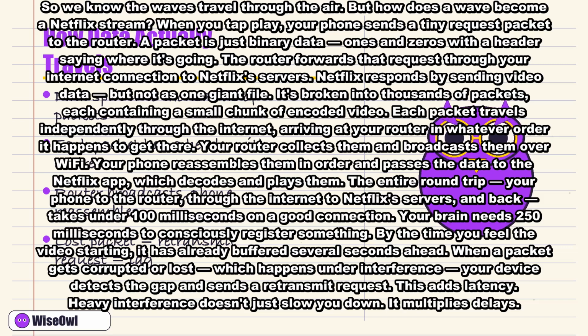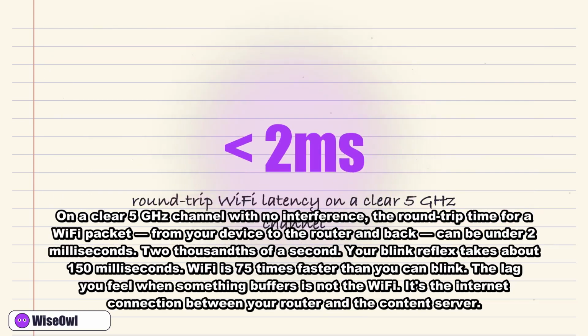When a packet gets corrupted or lost, which happens under interference, your device detects the gap and sends a retransmit request. This adds latency. Heavy interference doesn't just slow you down, it multiplies delays. On a clear 5 GHz channel with no interference, the round-trip time for a Wi-Fi packet from your device to the router and back can be under 2 milliseconds, 0.002 of a second.